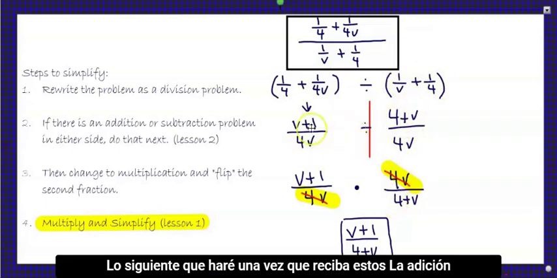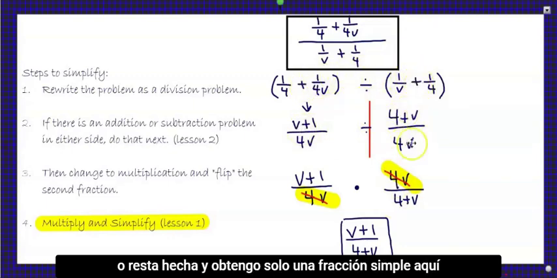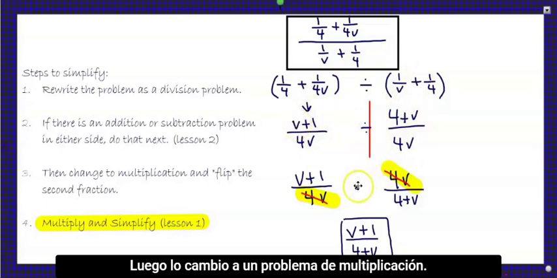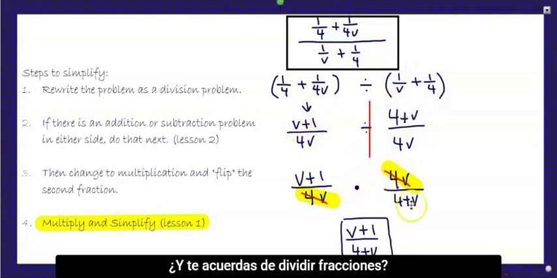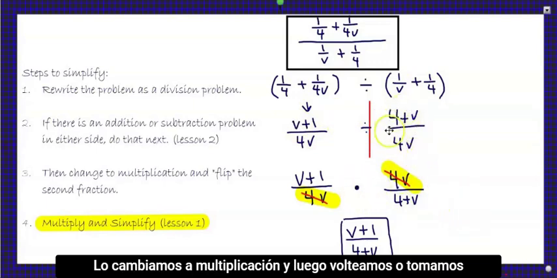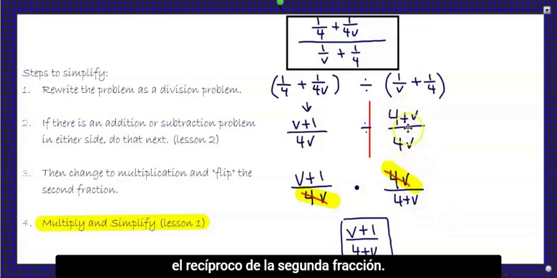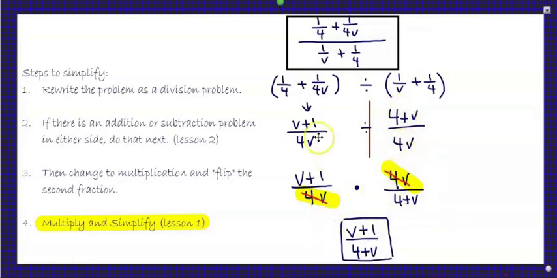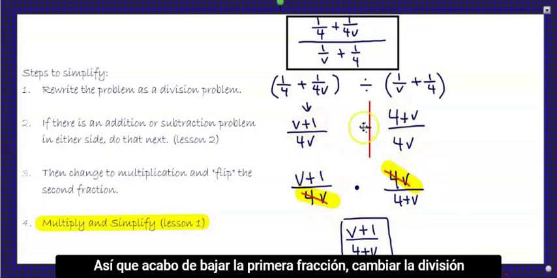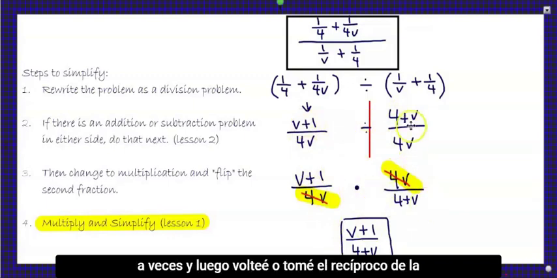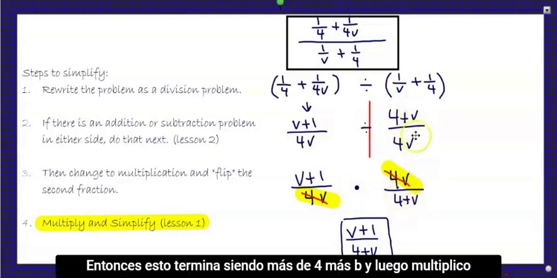Now, the next thing I'm going to do, once I get the addition or subtraction done, and I get just a simple fraction here with expressions in it, then I change it to a multiplication problem. And you remember in dividing fractions, we change it to multiplication, and then we flip or we take the reciprocal of the second fraction. So I just brought down the first fraction, changed the division to times, and then I flipped or took the reciprocal of the second fraction here. So this ends up being 4v over 4 plus v.